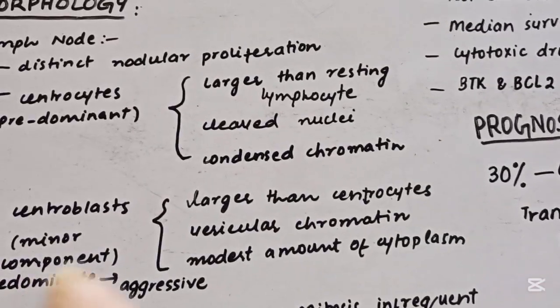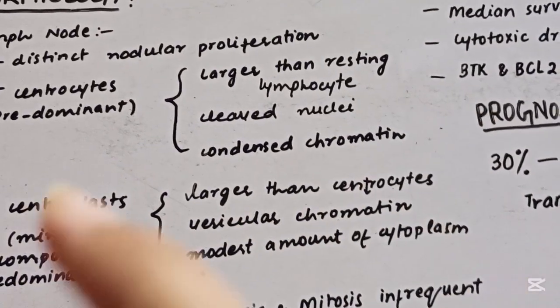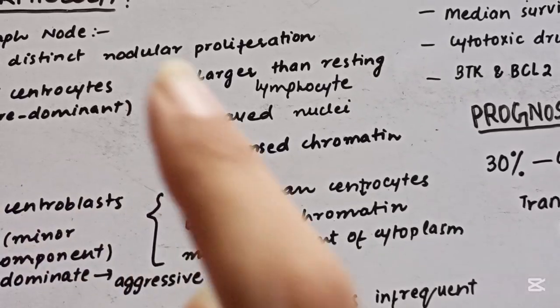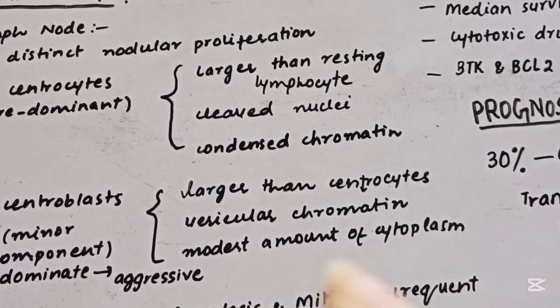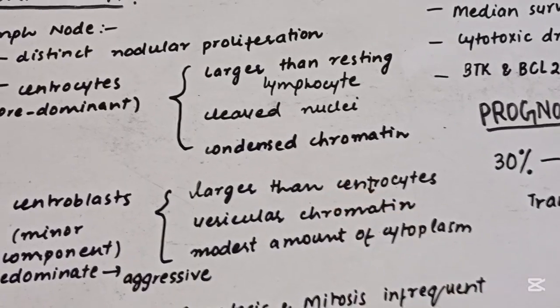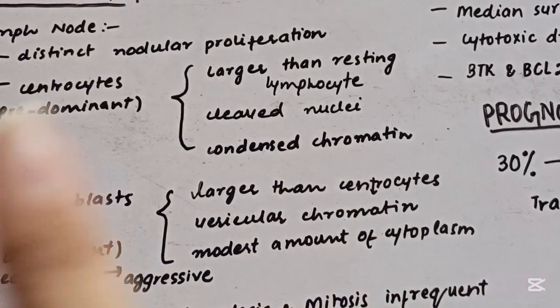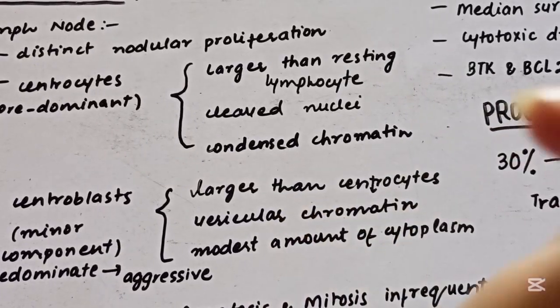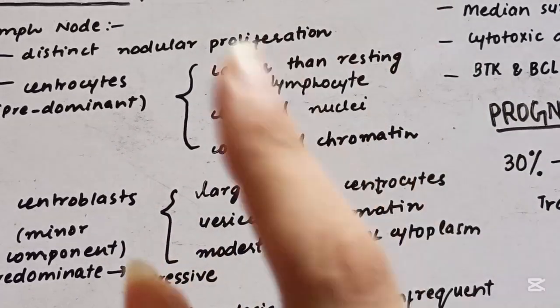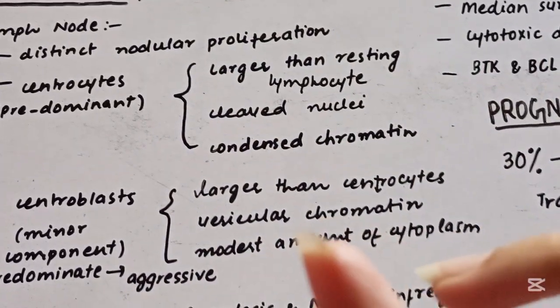Next, we have a minor component that is formed by centroblasts. They are larger than centrocytes, and they have vesicular chromatin. And there is also a modest amount of cytoplasm. If these centroblasts are predominant, which occurs in rare cases, then that specific follicular lymphoma is aggressive in its course.